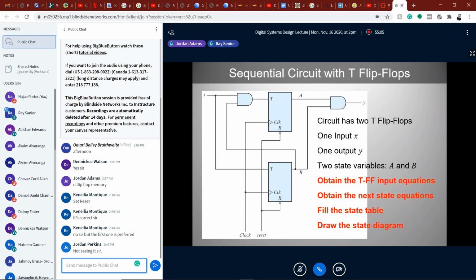Now for the T flip-flop, let's look at this circuit and see if we can identify, first of all, the input and the output. It's quite clear that we have 1 input and 1 output. It should also be clear that we have 2 state variables, A and B. Now, can we obtain the equations for the T inputs? And can we obtain the next state equation?